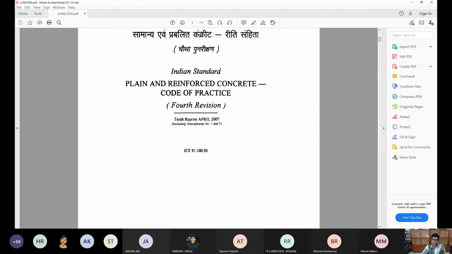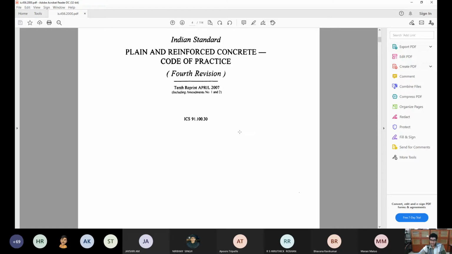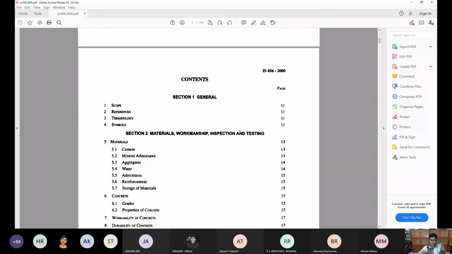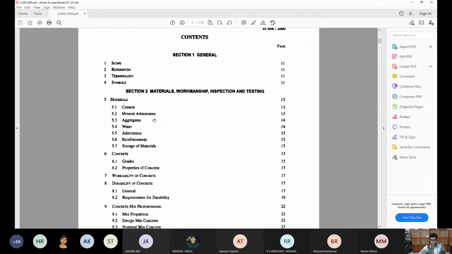So probably you used it just to study the properties of plain concrete, what the different mixes are, and the different aspects related to mix design. But otherwise, for reinforced concrete, how to use it you will not be aware yet. So I'll just go through what is there in this code book.